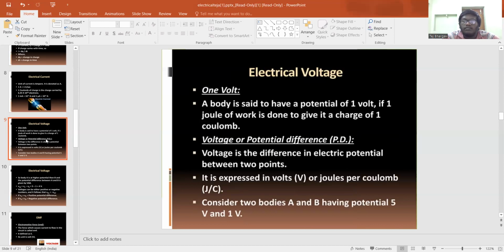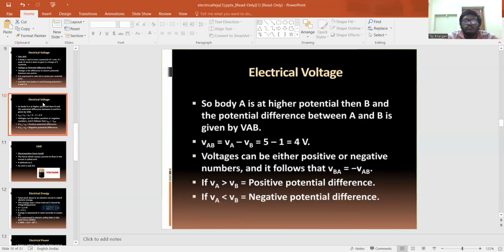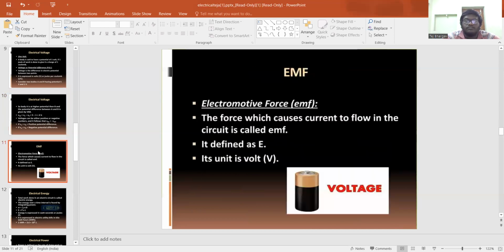Consider the two bodies A and B having potentials of 5 volts and 1 volt. Body A is at higher potential than B, and the potential difference between A and B is given by VAB. VAB is equal to VA minus VB, which is 5 minus 1, equal to 4. Voltages can be either positive or negative numbers, and it follows that VBA is equal to minus VAB. If VA is greater than VB, it is a positive potential difference. If VA is less than VB, it is a negative potential difference.